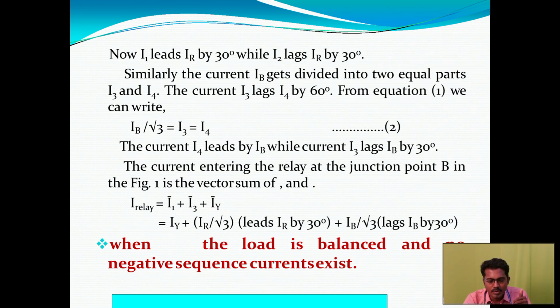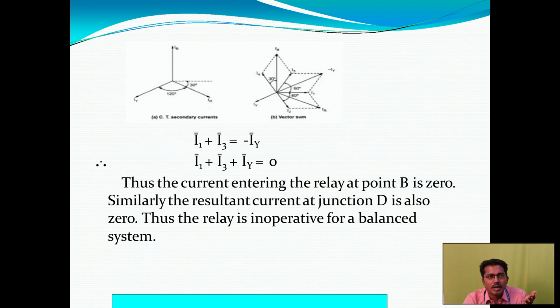So in the balanced condition the summation of this current will be 0, and that is what flows in the relay circuit. When any negative sequence current flows, the angle of variation will be higher, so there will be some flow of current in the relay circuit, which leads to the operation of the negative sequence relay.